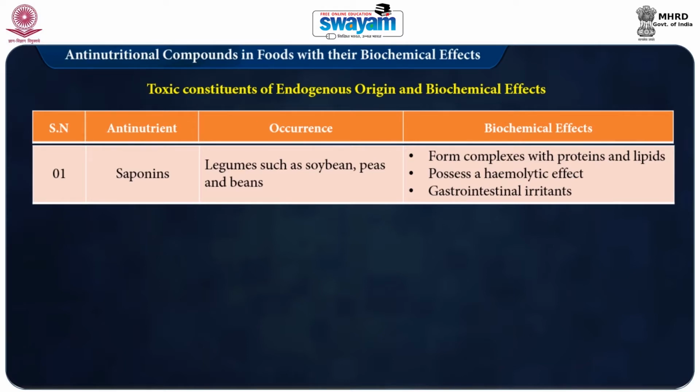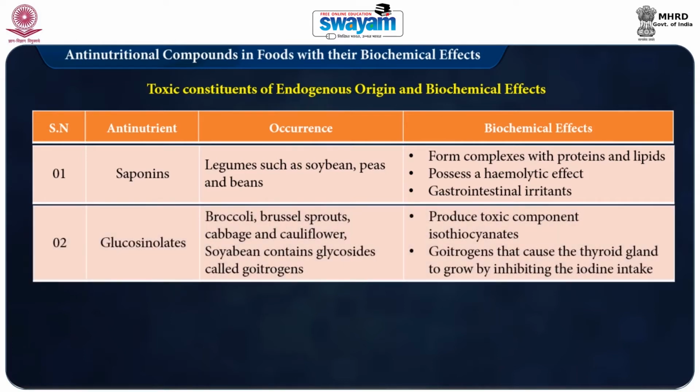Now, the first one is saponins. It occurs in legumes such as soya bean, peas and beans, and the biochemical effects that are seen are it forms complexes with proteins and lipids, possesses a hemolytic effect and is known to be a gastrointestinal irritant.